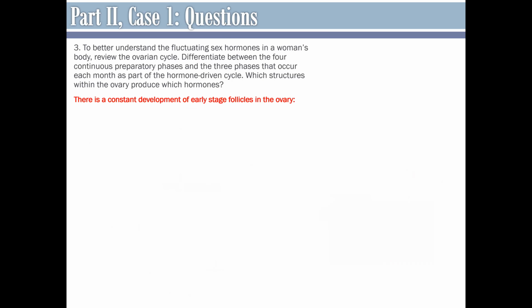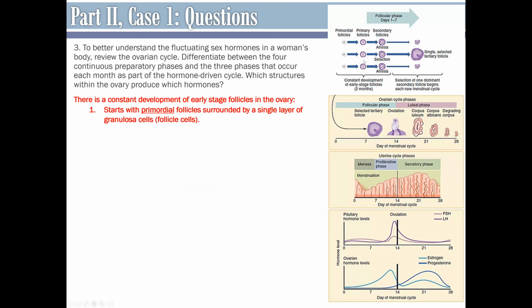So there is a constant development of early stage follicles in the ovary. And so we're going to look at this top picture for this. So up here where it says constant development of early stage follicles. So this is going to start with primordial follicles, which are surrounded by a single layer of granulosa cells, also called follicle cells. So primordial follicles will mature into primary follicles, and during this process, the granulosa cells are enlarging and forming the zona pellucida, which is a zone of interaction between the granulosa cells and the oocyte.